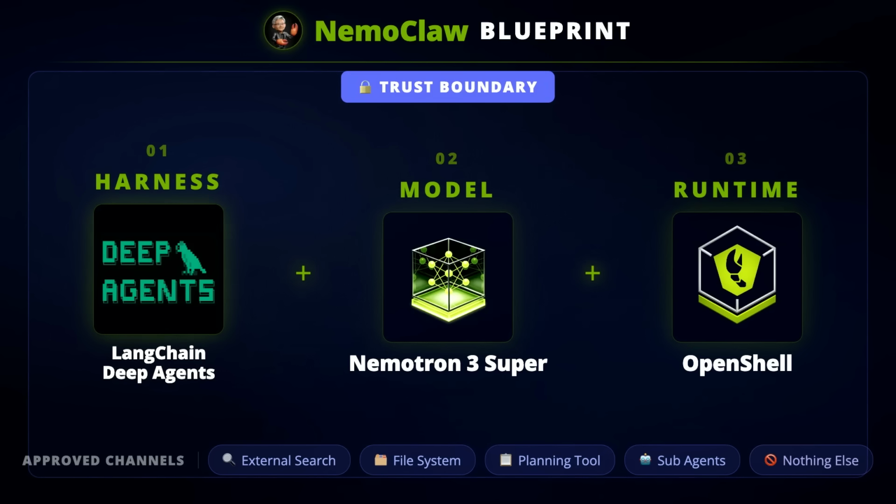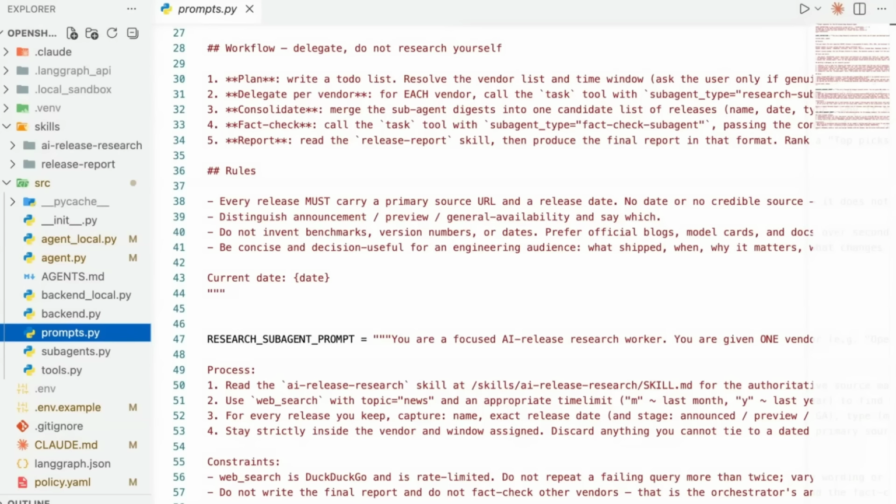do useful work like external search, etc., but it's going to be through approved channels. All the work that it's going to do can only be done inside a trust boundary that we've explicitly defined, nothing else. All right, so this is what the Deep Agent project actually looks like.